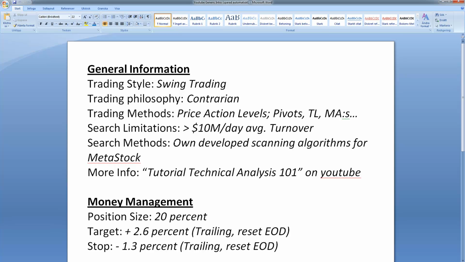I built my own scanning algorithm in the MetaStock platform. That's how I find my setups. If you want to know more about technical analysis and price action levels, please watch my tutorial video on YouTube. About my money management, at the moment I use a position size of 20%. I've got a target of 2.6%, a trailing target reset end of day. I've got a stop of minus 1.3%, a trailing stop, which I reset end of day.